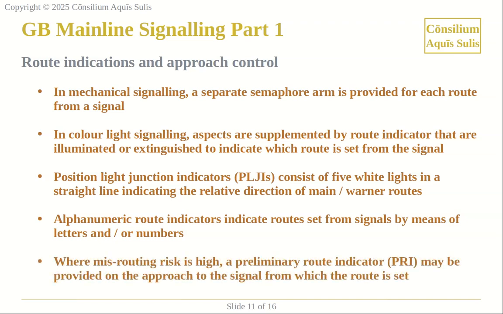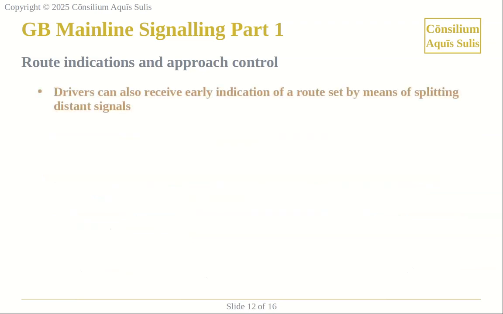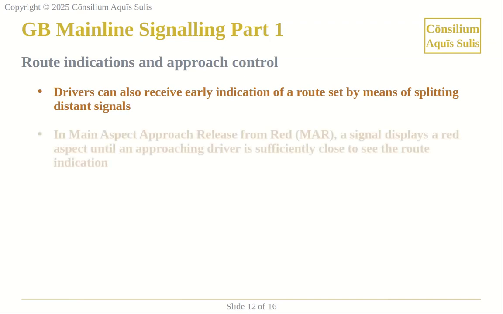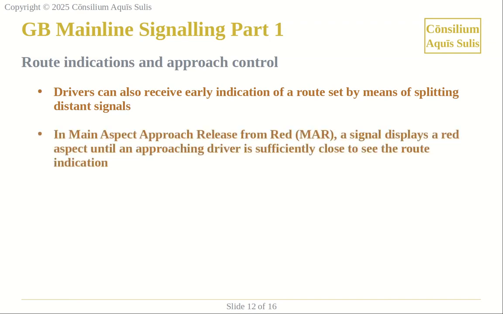Where routing is high, we looked at primarily route indicators provided on the approach to signals that can give drivers sufficient warning of the route set in order to be able to stop before entering it. We also looked at early indication of a route set by means of splitting distance signals that allow drivers to control their speed accordingly, and main aspect approach release from red, again slowing trains down so that drivers don't enter diverging routes too fast, but only authorised to do so when they're able to see the route indication.